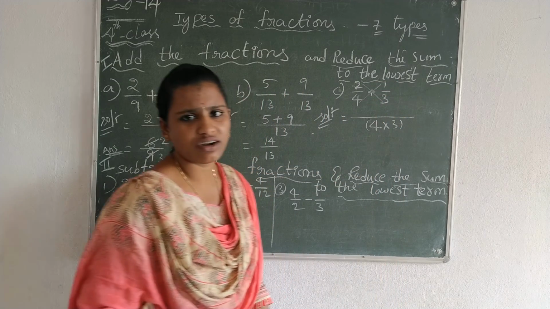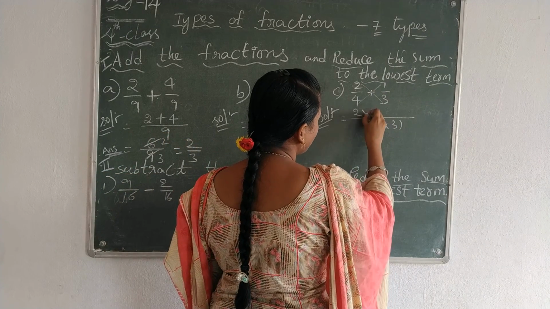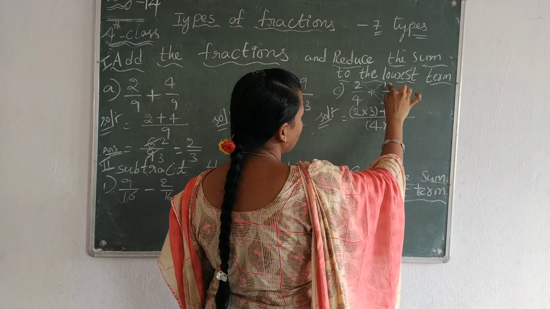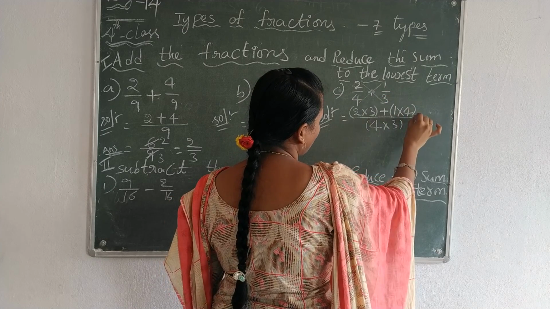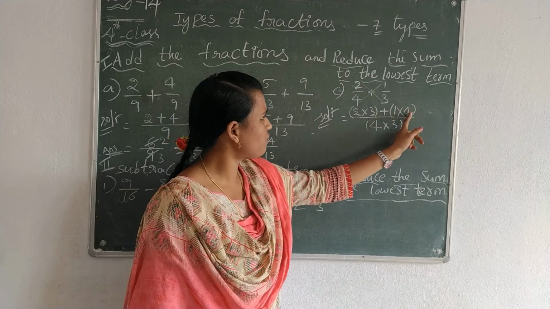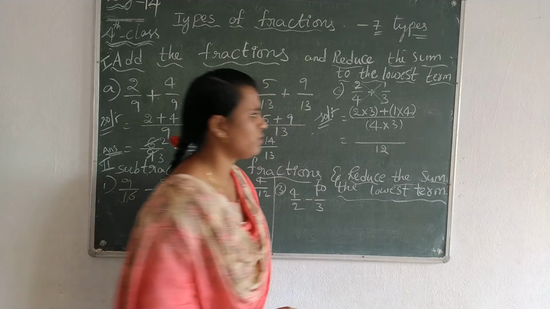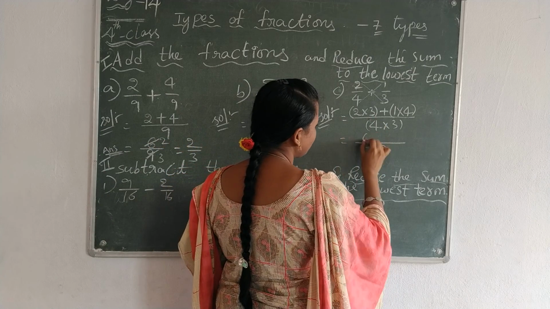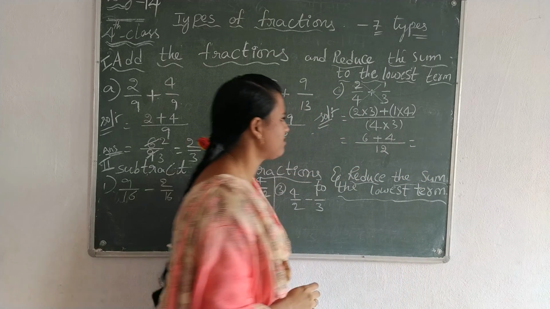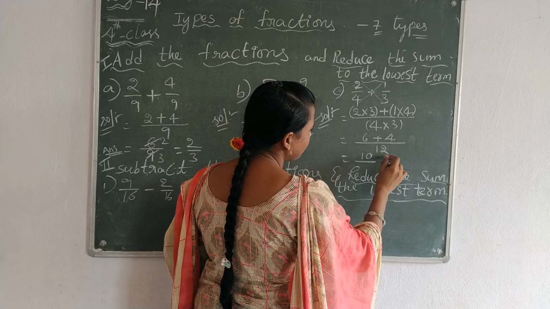Next, cross multiplication: 2 into 3 plus 1 into 4. Okay, understood? 4 into 3, 2 into 3, 1 into 4. 4 threes are 12. 2 threes are 6, plus 1 four is 4. 6 plus 4 equals how much? 6 plus 4 is 10, so 10 by 12.